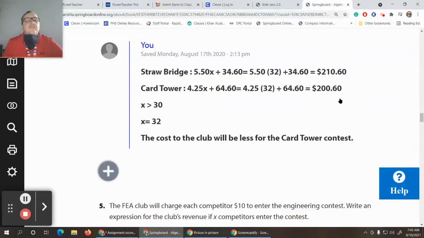Now for Card Tower, you have 4.25x plus 64.60, equals, we're going to say 4.25 times 32, which is our x. That's our x. So 32, I put all of this in my handy dandy calculator, and I got $200.60. What was our question?